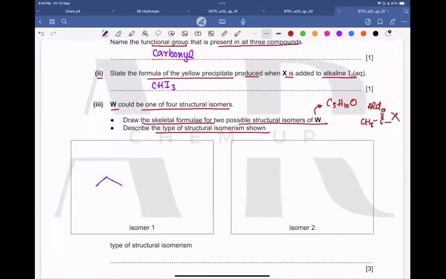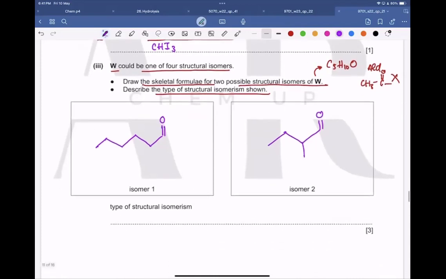So 1, 2, 3, 4, 5. I made the 5 carbon atoms. I'm going to put a double bond O over here. That is isomer 1. Now, what I can do is, instead of a 5 carbon atoms long chain, I'll make a 4 carbon atoms long chain. I put one as a branch and keep the double bond over here. So what type of structural isomerism could it be? It is chain isomerism, right? Because the functional group is at the same position, and isomer 1 has a 5 carbon atoms long chain, and isomer 2 has a 4 carbon atoms long chain with one in a branch. Is this understandable to all of you?